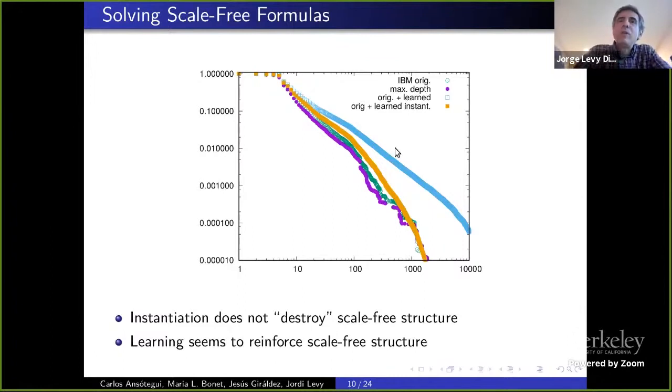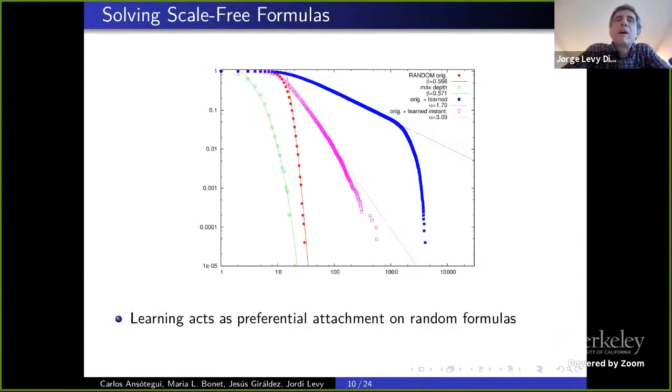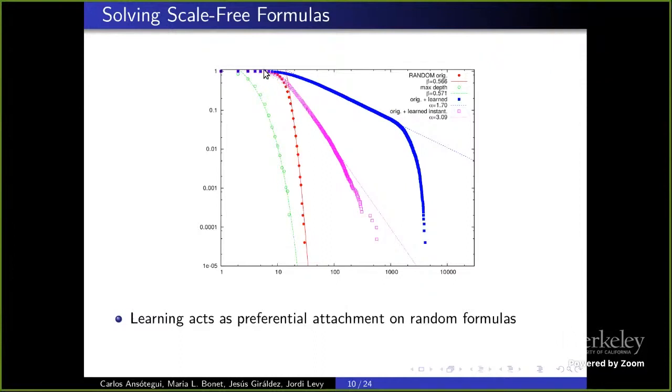So we can do just another experiment. We can start with a perfectly random formula, generated with a uniform distribution. So here is the formula in red. Since the formula is a random formula generated with a uniform distribution, the arity of the variables decays exponentially very fast.